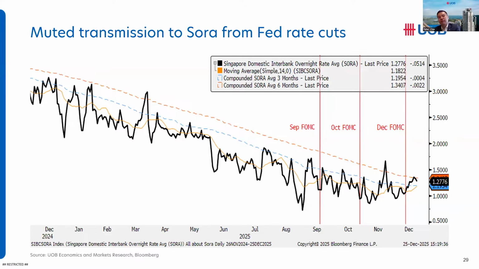For the Fed interest rates, we are looking for SOFR to bottom in the third quarter. For the Singapore interest rate, we are looking for a bottom in the second quarter. So if you're looking to hedge your costs, I think the time frame to be looking at is the first and the second quarter.